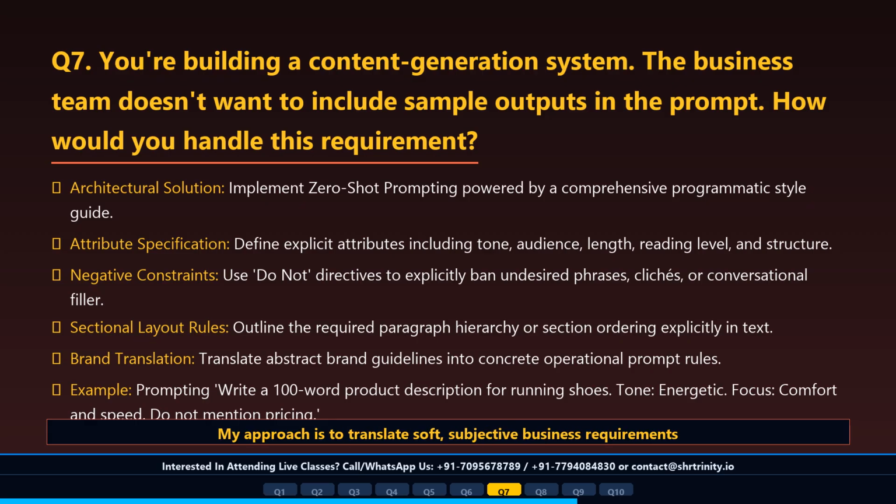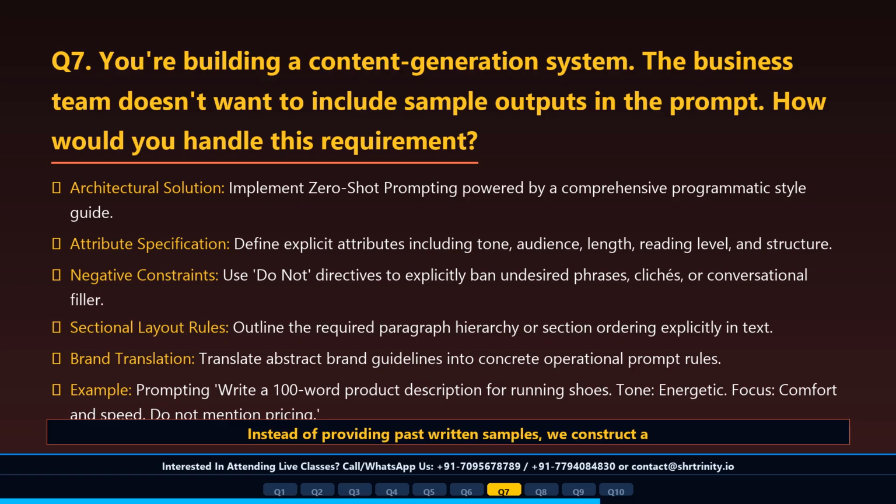My approach is to translate soft, subjective business requirements into explicit, hard rules inside the prompt text. This involves defining 5 core elements: target persona, voice and tone, structural layout, target reading level, and explicit negative constraints. Let's walk through this step by step using our e-commerce content generation example. Suppose the business team wants descriptions for a new line of running shoes.